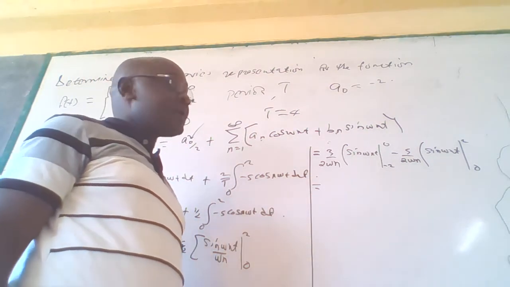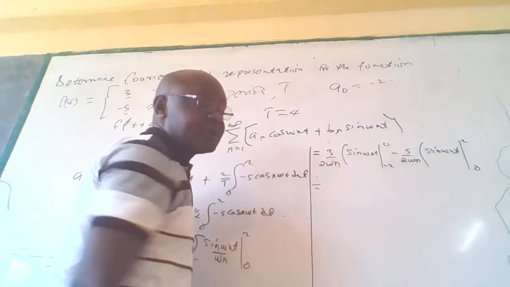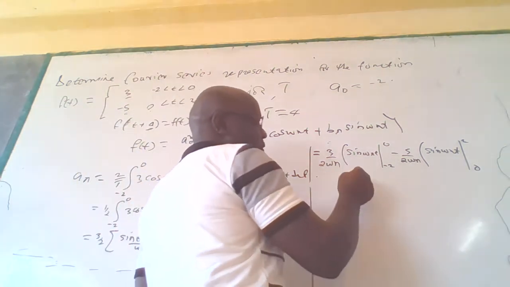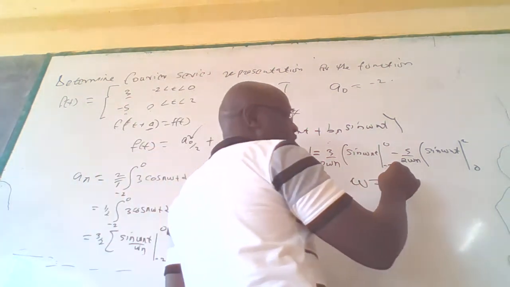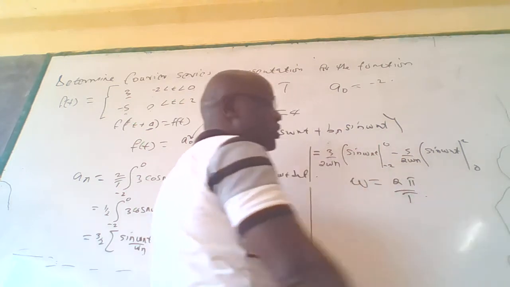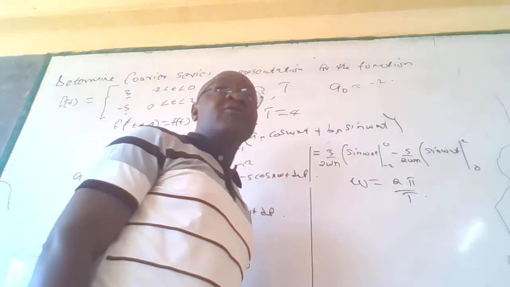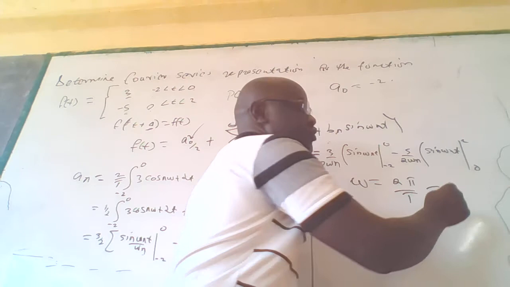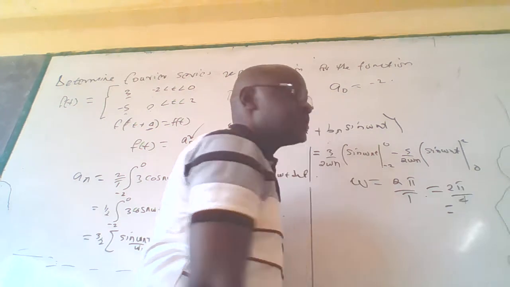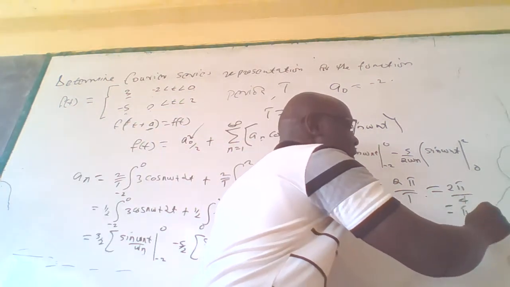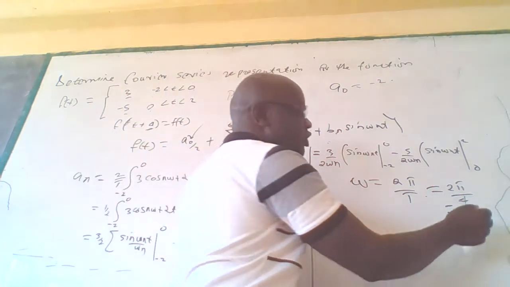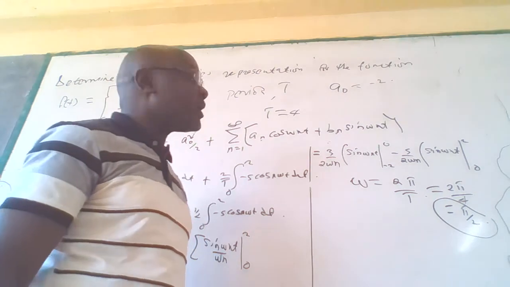But remember, at this point we now need to substitute omega. We know that omega is given by 2 pi over T, which equals 2 pi over 4, which equals pi over 2. So when there is omega in the given expression, replace it with pi over 2.